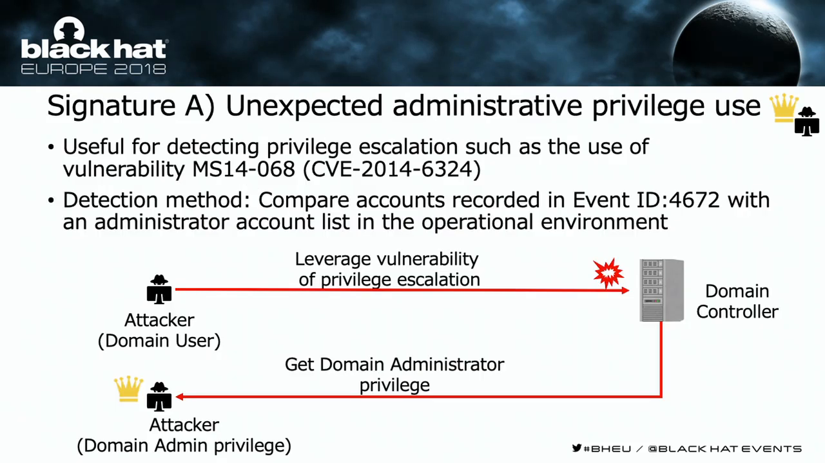At first, signature A monitors unexpected administrative privilege use. It is useful for detecting privilege escalation activities. There is a very famous vulnerability of privilege escalation, MS14-68, which is used in many targeted attacks. This signature is relatively easy to detect, so it is useful for detecting attack activities in the early stage.